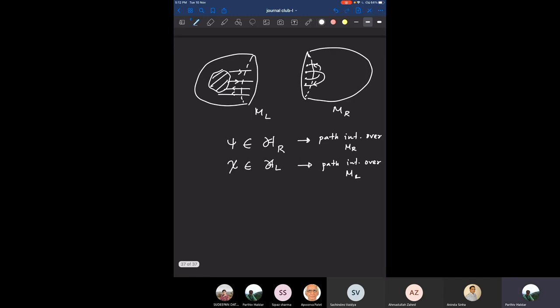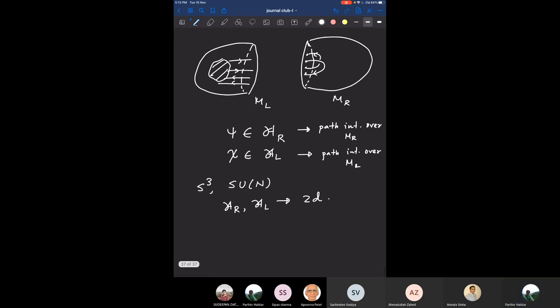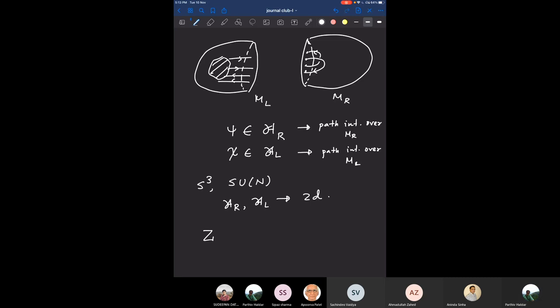Now we are considering here very explicitly S3 and SU(N). And these Hilbert spaces, both HR and HL, are actually two-dimensional. So each of them is two-dimensional for these choices. And your Z of M3L is given by this inner product between chi and psi.